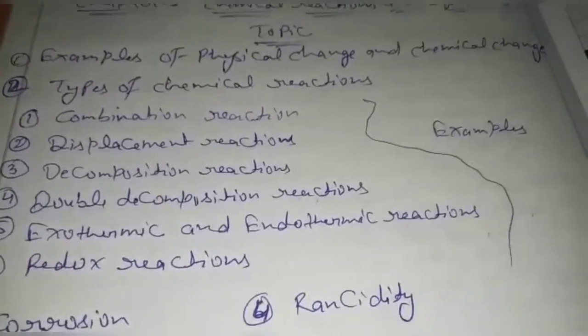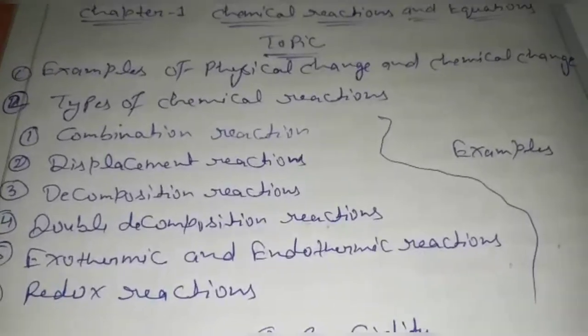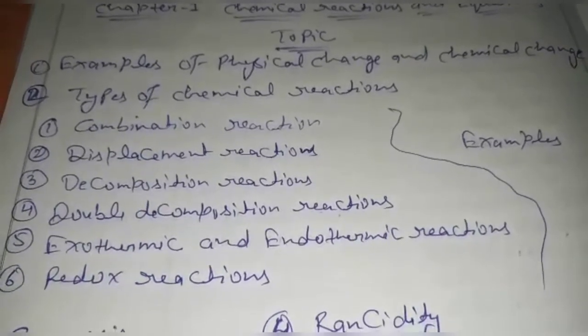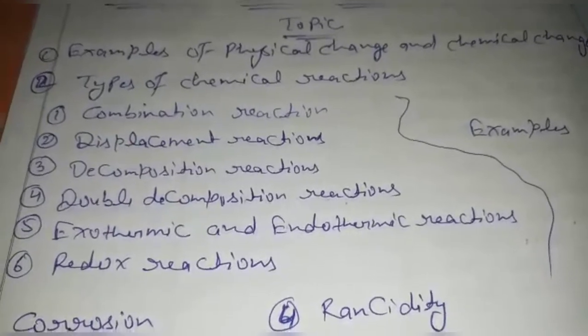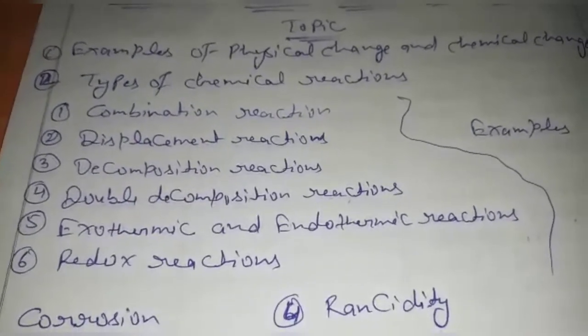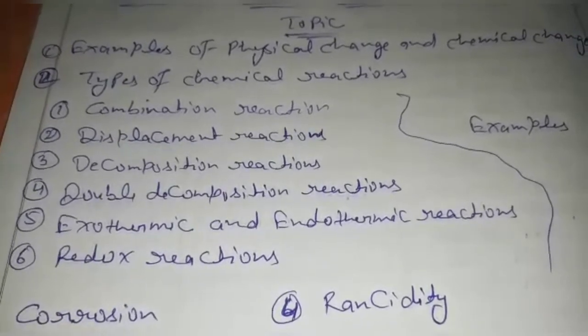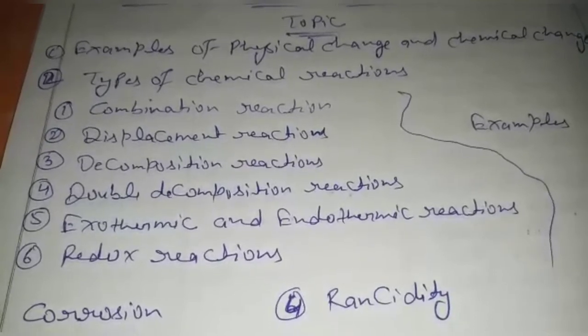Examples. You have to learn examples of physical change and chemical change. Okay. Second is types of chemical reaction. You have to learn these definitions with examples, such as combination reaction, displacement reaction, decomposition reaction, double decomposition reaction, exothermic, endothermic reaction, redox reaction. Okay.